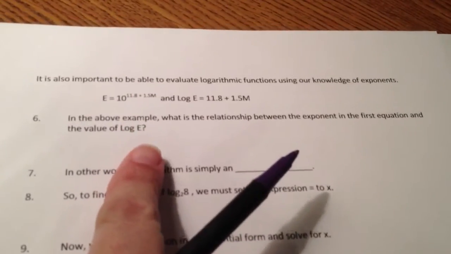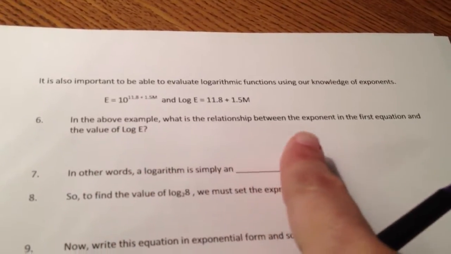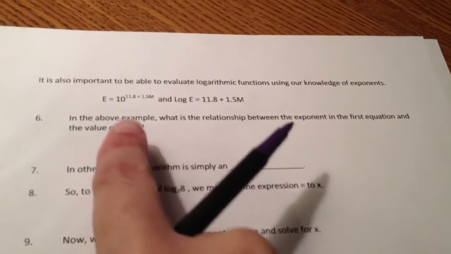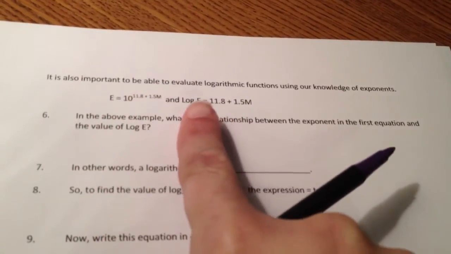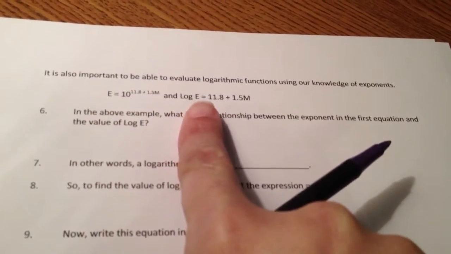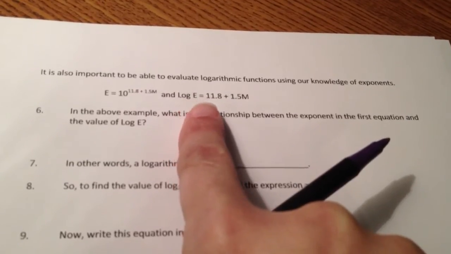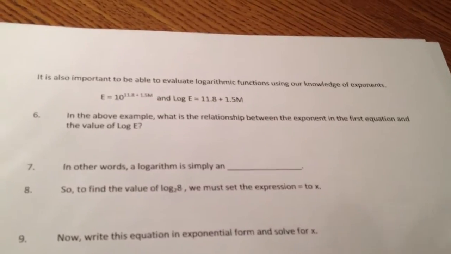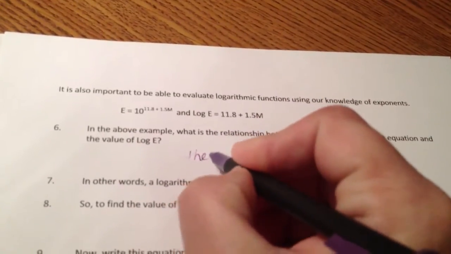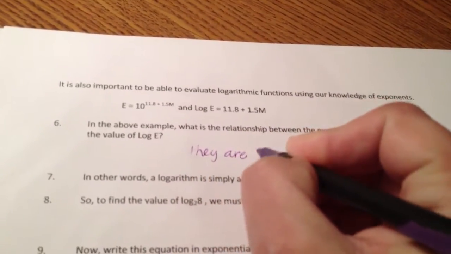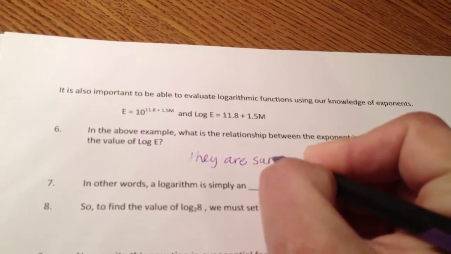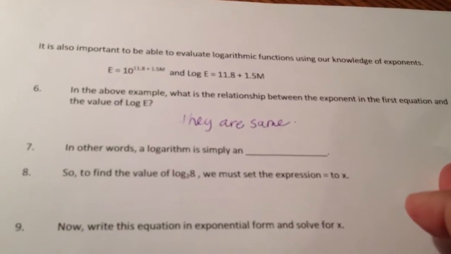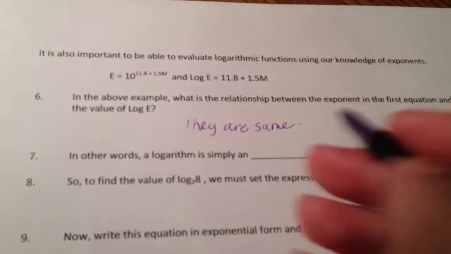So in this example right here, the relationship between the exponent in the first equation and the value of the log, if our base is 10, we have log base 10 of e is equal to the exponent 11.8 plus 1.5. So they are the same. So in other words, a logarithm is simply an inverse.